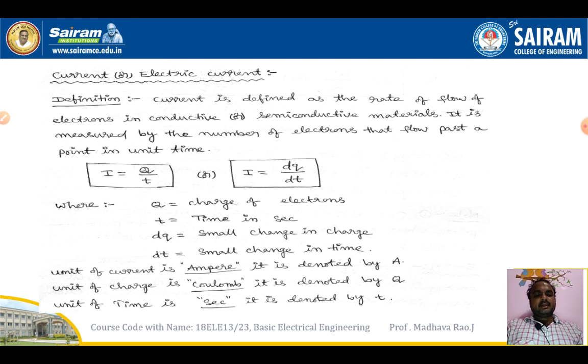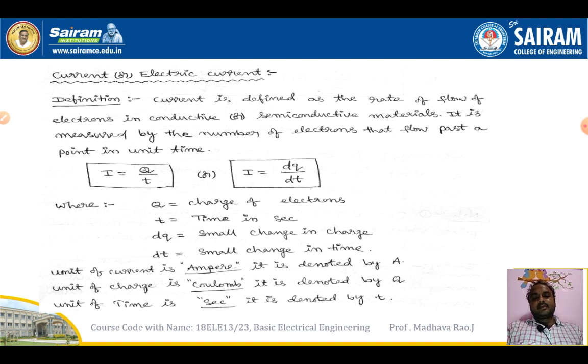Next, what is meant by current or electric current? Generally you can define current as the rate of flow of electrons in a conductive or semiconductive material. It is measured by the number of electrons that flow past a point in unit time. So electron flow in a conductor or semiconductor material is known as current, right? Current is denoted by I or small letter i.